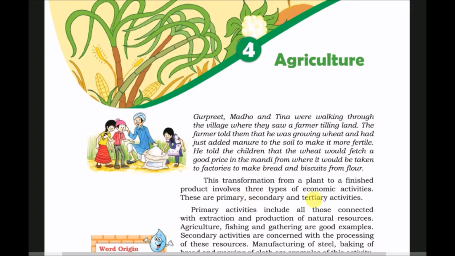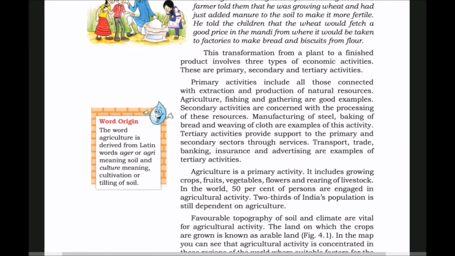Now, the tertiary activities are the activities which play with our economic sector. Now, what is our economic sector? Every country has their own economy. So they sell it to other countries, other parts of their country, etc., to increase the economy and the GDP rate in our country. So this simply means to buy and sell. It is known as tertiary activities.